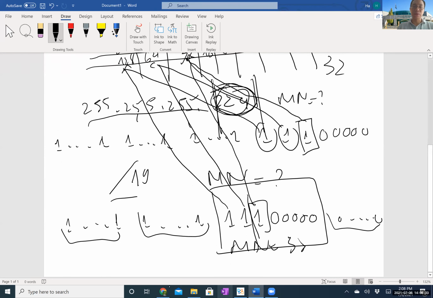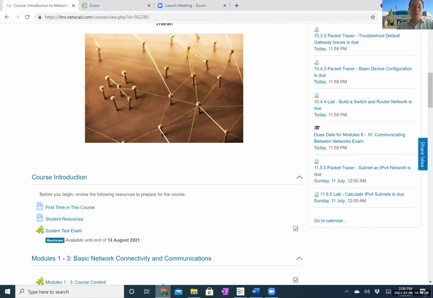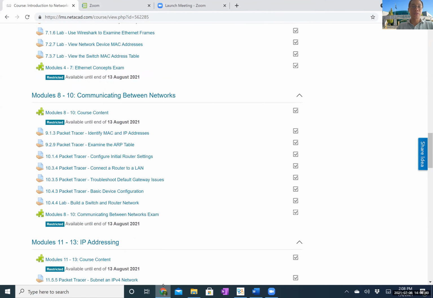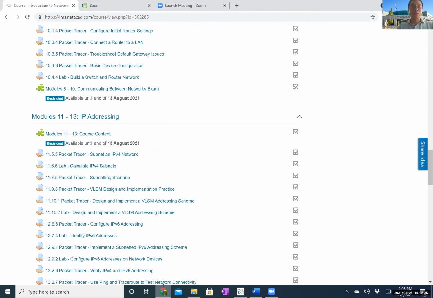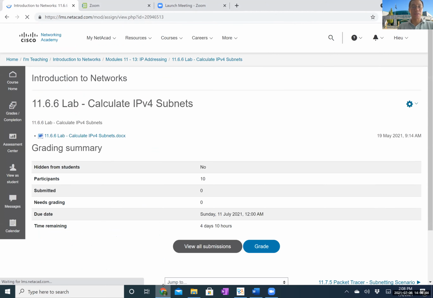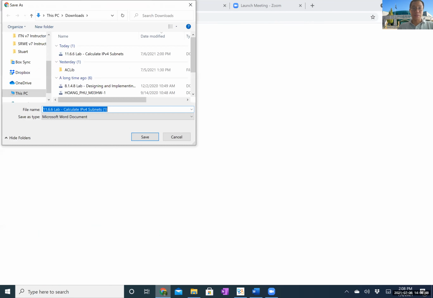So now come back to this one. In the homework, you have something you have to do. You have to figure out what is the magic number, what is the network address, and what is the broadcast address here. Let me save it here.